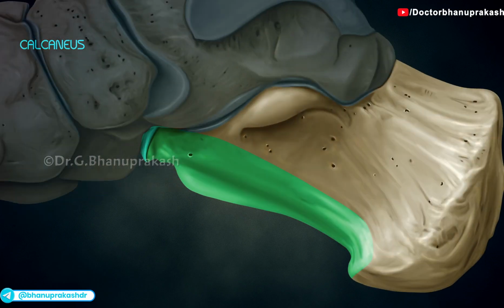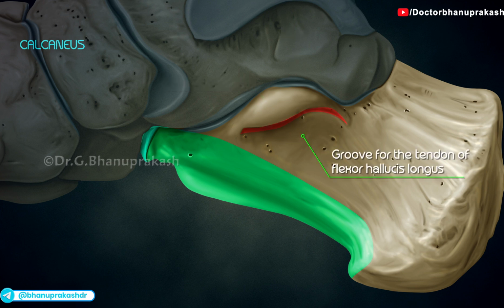The medial surface presents a projection known as the sustentaculum tali in its upper part. The superior surface of the sustentaculum tali articulates with the talus, and its inferior surface has a groove for the tendon of the flexor hallucis longus.